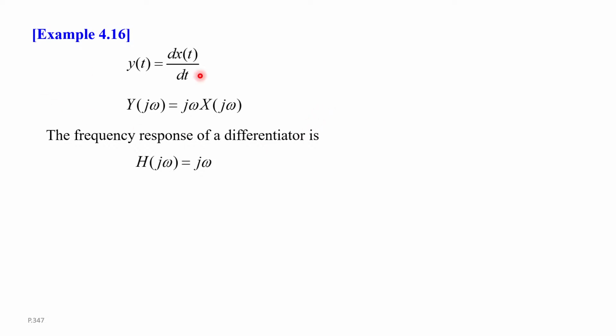Now you look at this equation and you want to view it as an LTI system. So you should have big Y equal to big H times big X. And so this extra j omega should just be the big H.